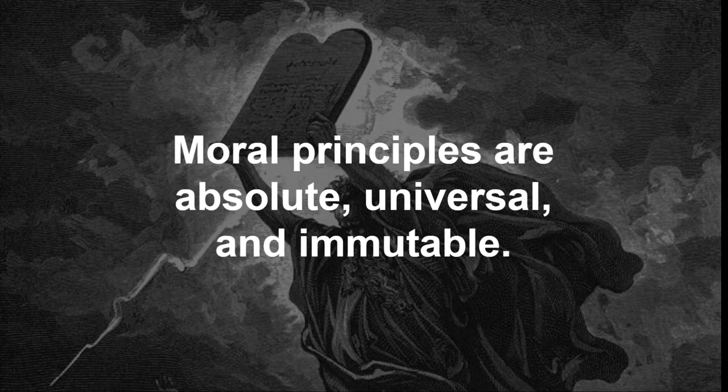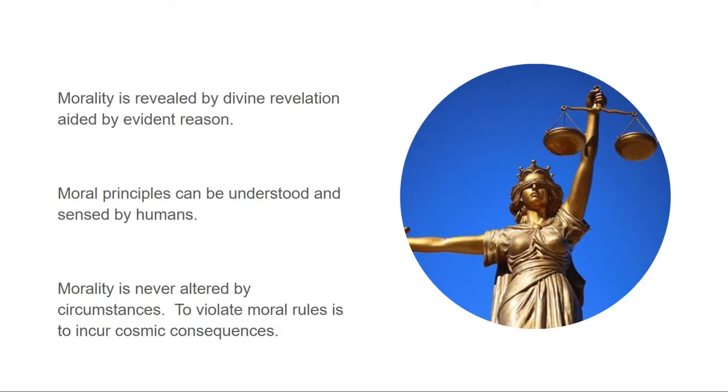incur cosmic consequences. So if you want to see it broken down, it's revealed by divine revelation, usually aided by evident reason. If you think about the defense that Martin Luther gave before the Roman Catholic officials, he said that he wouldn't change his position unless he could be shown by scripture and reason how he was wrong. So you can see him following a deontological moral system.